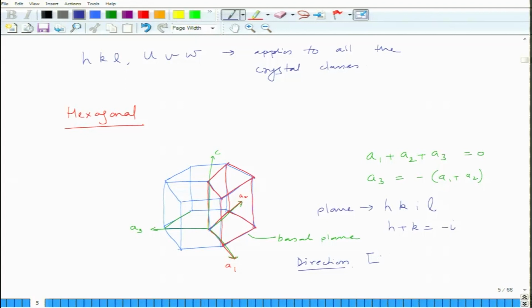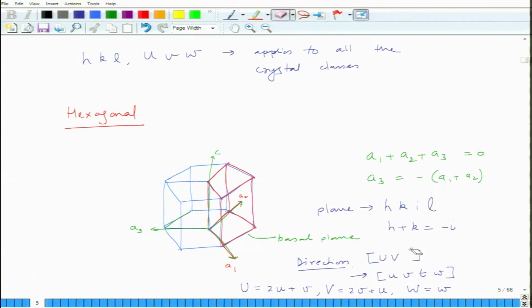if I have a three-index system U, V, W, then that can be written as U, V, T, W, okay, where one can prove it vectorially. Capital U is 2 small u plus small v, capital V is 2 small v plus u, and capital W is equal to small w.